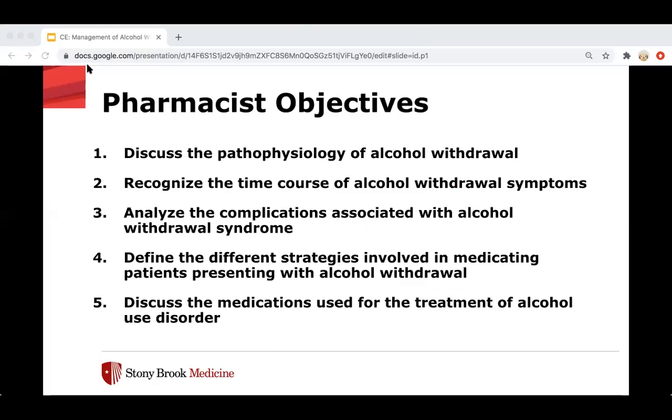So our objectives today are to discuss the pathophysiology of alcohol withdrawal, recognize the time course of alcohol withdrawal symptoms, analyze the complications associated with alcohol withdrawal syndrome, define the different strategies involved in medicating patients presenting with alcohol withdrawal, and discuss the medications used for the treatment of alcohol use disorder.